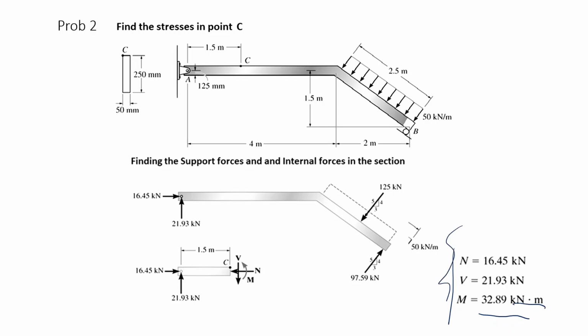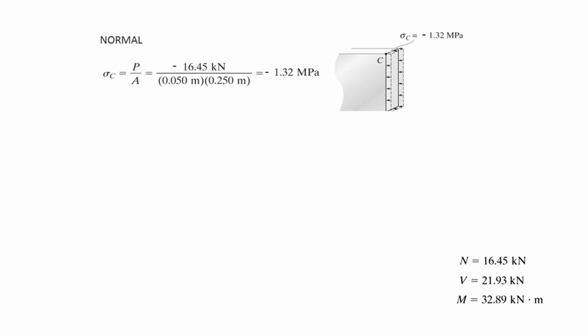Now we have the internal loadings in our section. Next step, I have to calculate the effect of each internal load on the section and draw the stress distribution. First, I have a normal force, which is compression. This I divide by the area and find the uniform compression stress.